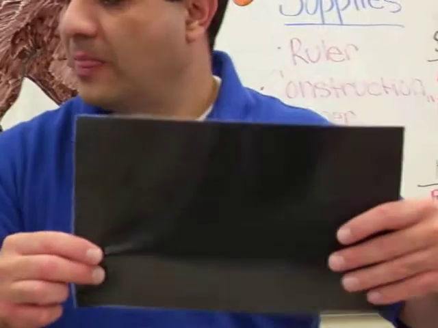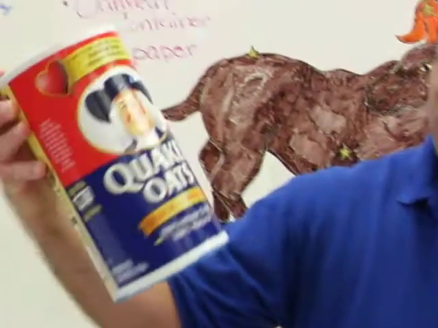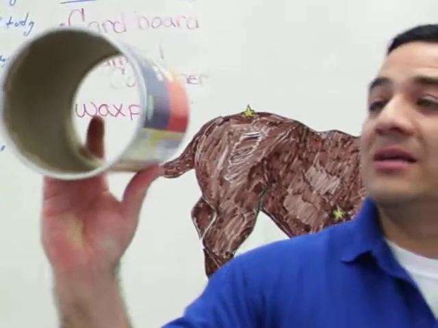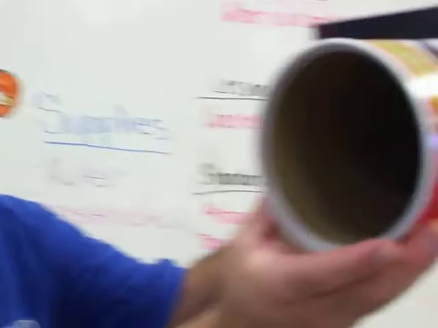The final product is your construction paper. You take your Quaker oatmeal container and you make holes on the bottom. Obviously take the top off. You put it as close as you can to the construction paper and you can begin to see your ready-made constellation.